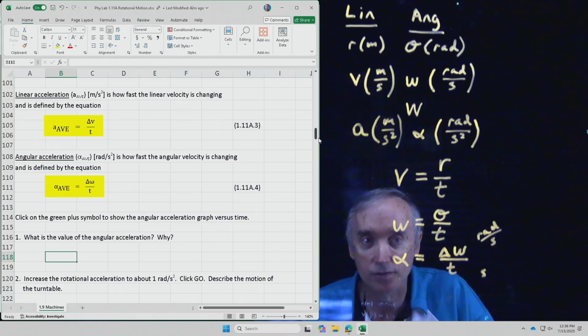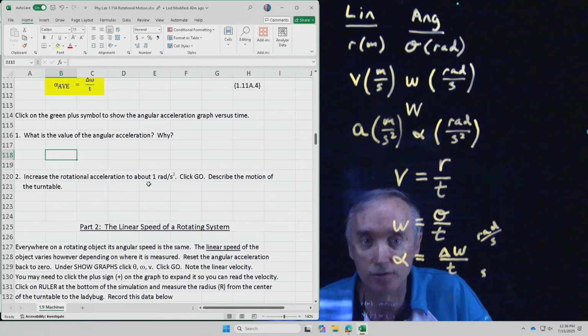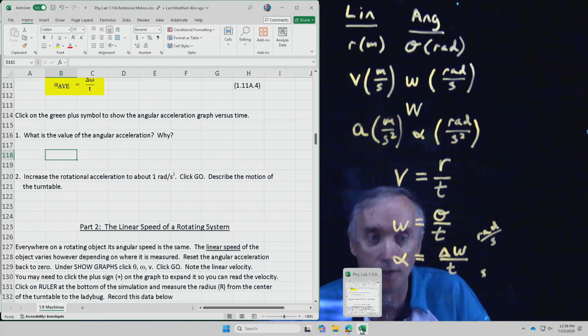Okay, now it says to increase the rotational acceleration to about 1, or pick any number that you want. So it's up to you.